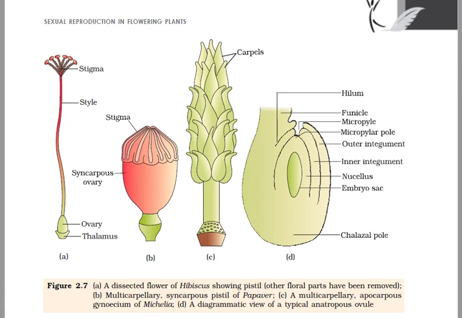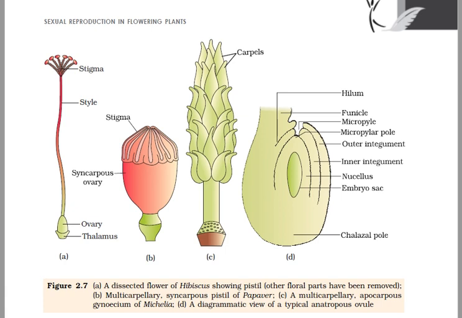Now you have already learned the syncarpous pistil in your class 11th in your practical lab, in the datura flower, where I had shown you the pistil is fused, and this condition of the pistil fused is termed as syncarpous and free is termed as apocarpous.